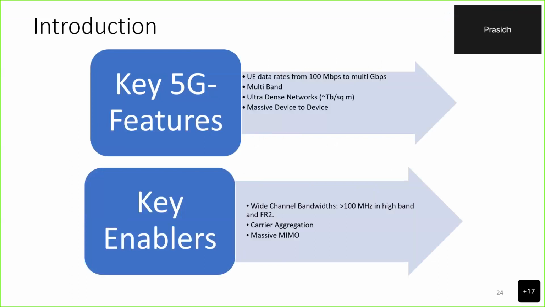If we look into even the present 5G features, the user equipment data rates range from hundreds of megabits per second to multi gigabits per second, and we intend to operate in multiple bands, then we have massive device-to-device communications. One of the key enablers to high data rates is essentially wide channel bandwidths, and also schemes like carrier aggregation and massive MIMO.